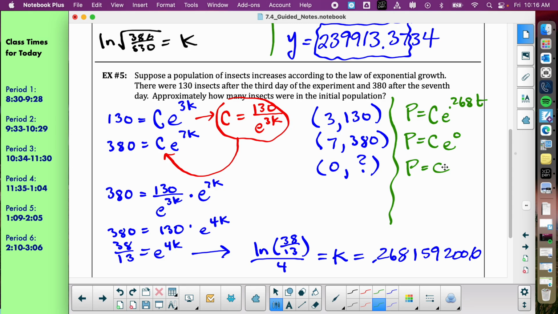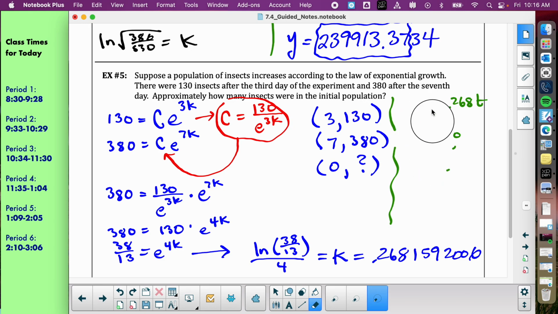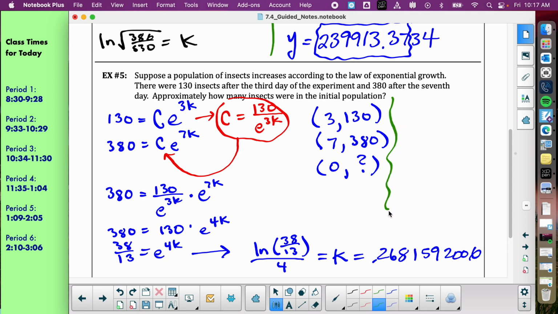Oh, okay, back up. There was nothing wrong with what I was writing, except you can't find any answers. I'm going to take either of those other two that we had information plugged in for and then use K. So 130 divided by the whole thing would be C.